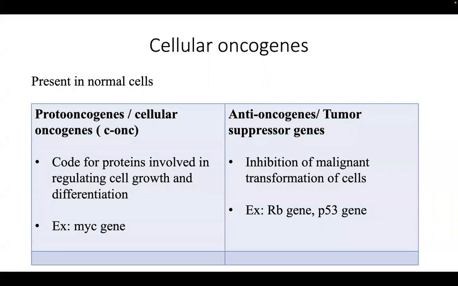And then there also needs to be checkpoints, whereby if maybe the cell has damaged DNA, then it doesn't proceed, and the DNA probably needs to be either repaired, or if the cell is completely damaged, then it can undergo apoptosis, or it can undergo cell arrest. So there are those checkpoints where now the tumor suppressor gene comes in, and these are used for inhibiting the malignant transformation of these cells. So examples of tumor suppressor genes, we have the RB gene, that is the retinoblastoma gene, and the P53 gene.